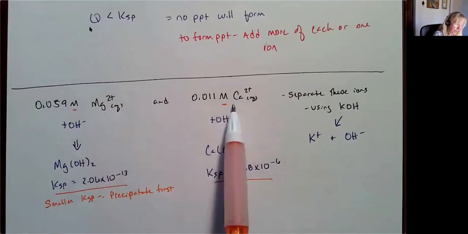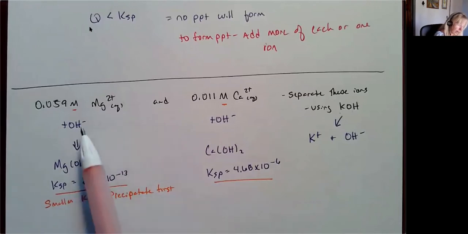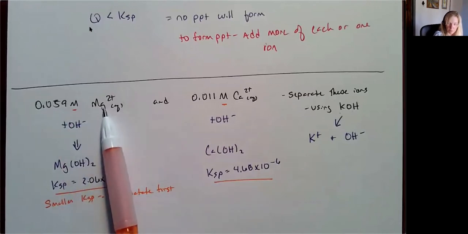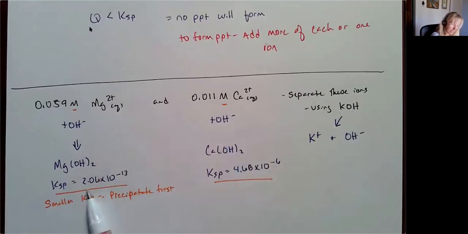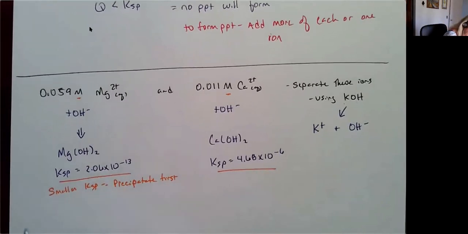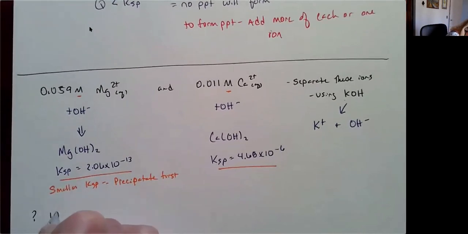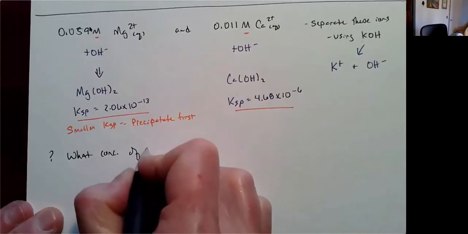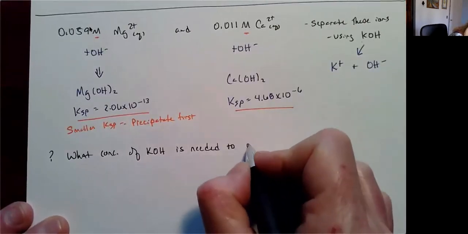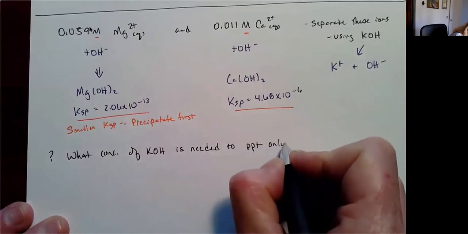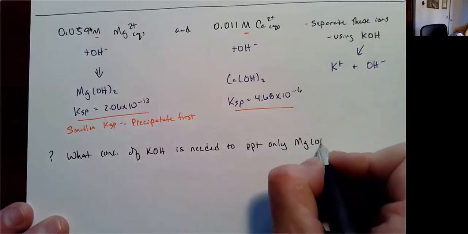Here I have two cations. I'm going to try to figure out how much hydroxide I can add in here to only precipitate magnesium before I start to precipitate calcium. And it's going to depend on these KSP values. So my question that I want to ask is, what concentration of KOH is needed to precipitate only magnesium hydroxide?